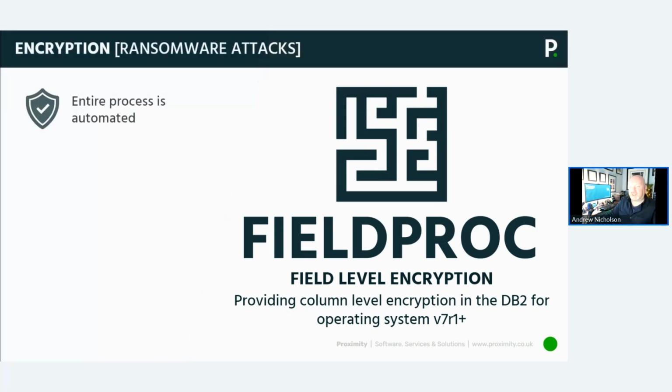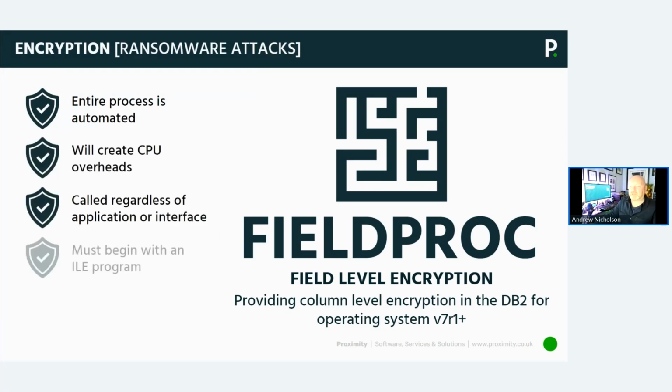First, the entire process is automated with no need for application changes. You just need to identify all the fields you want to encrypt, the exit point software, and activate it. However, registering programs may magnify overheads, creating performance deterioration. A field proc program calls operations like an external program call, and every interface that it writes to or reads values from an encryption column is affected.